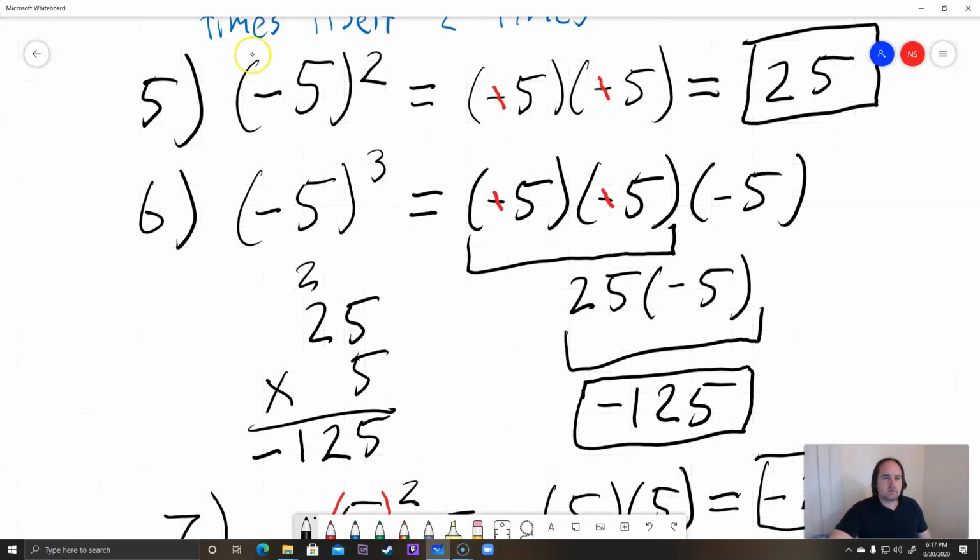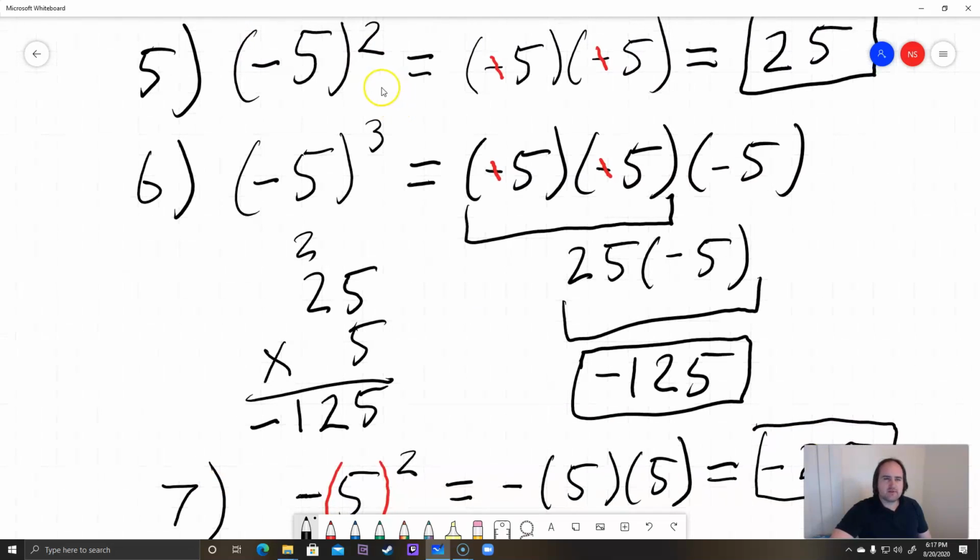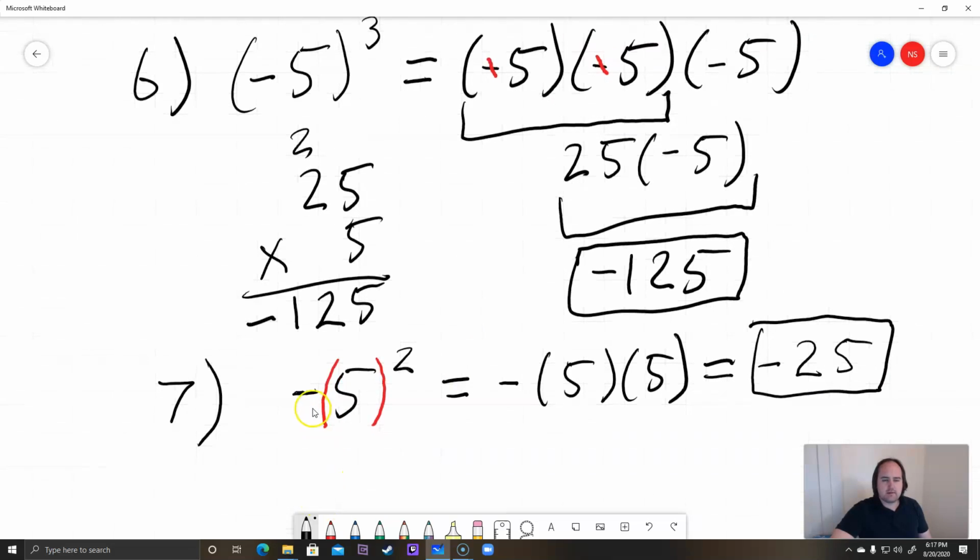Okay, so as you can see, with problem number 5, we got positive 25, and with problem number 7, we got negative 25. And really the only difference between number 5 and number 7 is that in number 5, there were parentheses around the negative, so the negatives canceled because there's 2 of them. Whereas in problem number 7, there weren't any parentheses around the negative, so the second power only referred to the positive 5. The minus just stayed out front the whole time, and we got negative 25.